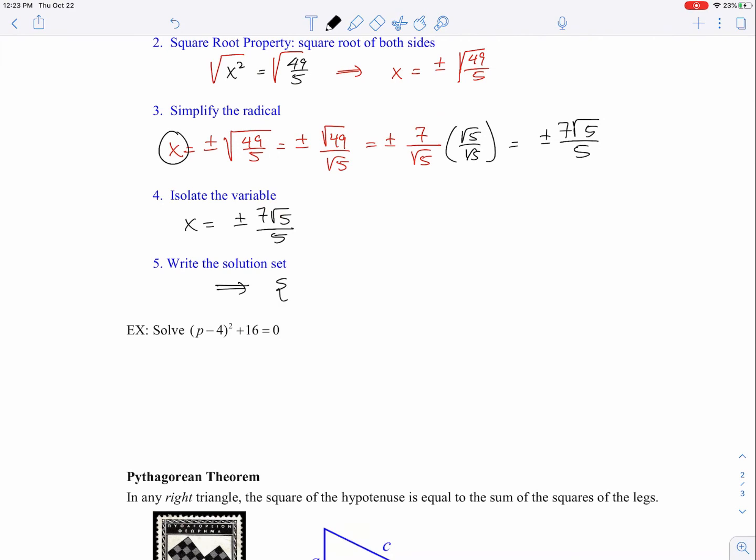All right, well, 7 root 5 over 5 or negative 7 root 5 over 5 is our solution set. By the way, this is perfectly acceptable here, that format. You don't need to do it with the squirrely braces.